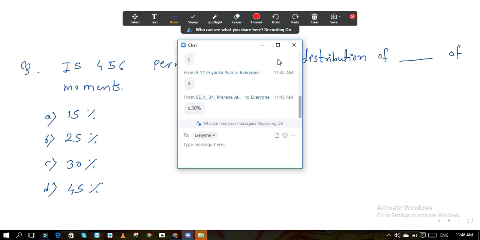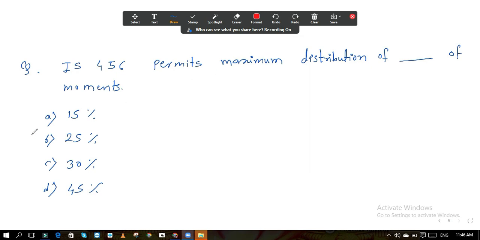See, 30%. Okay. Have you seen this, roll number 34? Have you seen this in the IS code or have you Googled the question? Because in the IS code it is very difficult to find where it is given, on which page and clause. That is why I have asked, because the answer is correct. 30% is the answer. This is given in the IS code. Okay.